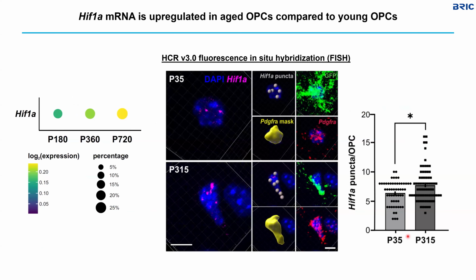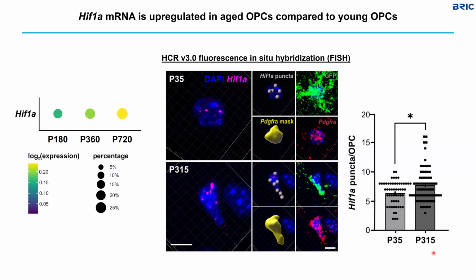So first of all, we validated that HIF-1 alpha at the transcriptional level is indeed increased with aging in OPCs. So here, the color of the dots represent the mean expression level of OPCs across time. And we also performed fluorescence in situ hybridization in mouse cortex to validate that indeed HIF-1 alpha is increased in expression in OPCs in the mouse brain when the mouse is aged to about a year old.